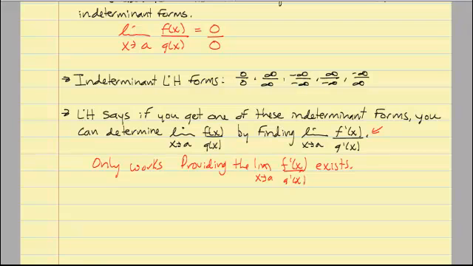Now L'Hopital's rule also works with one-sided limits. Now what we're going to do is work through a bunch of examples, and then we'll introduce a little bit more about L'Hopital's rule a little bit later on in the lecture.